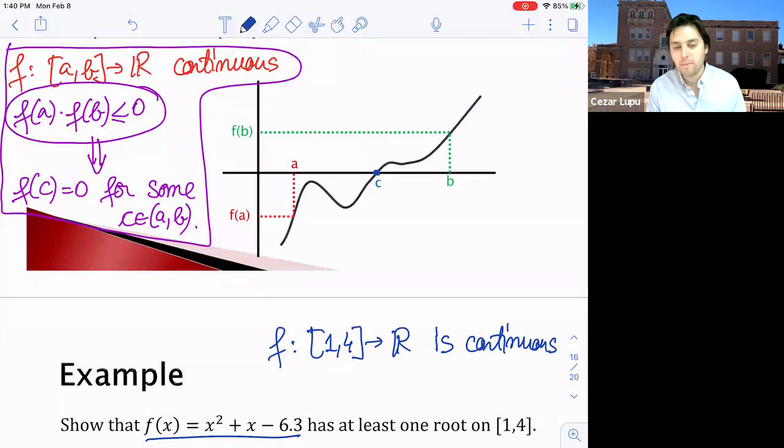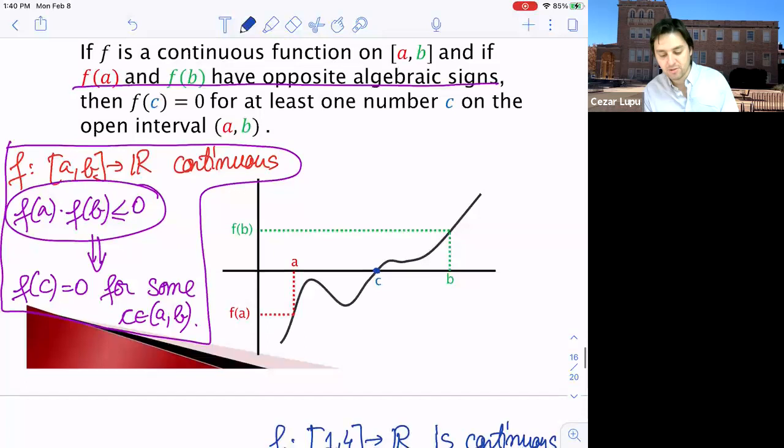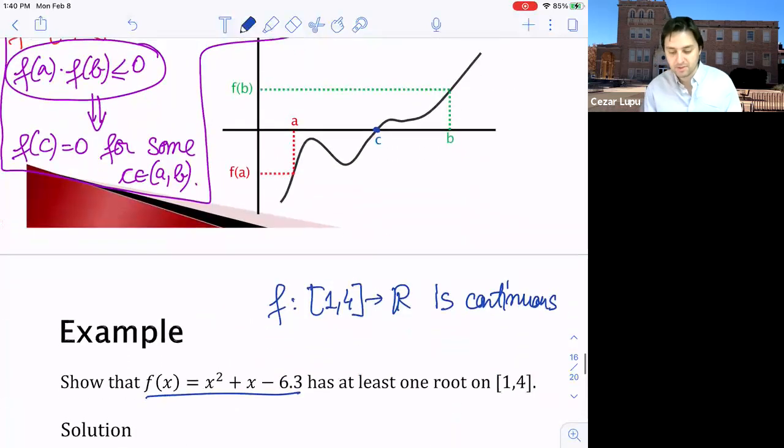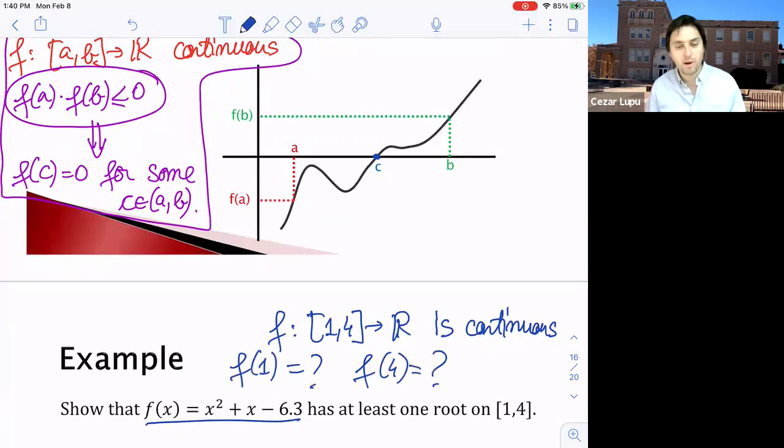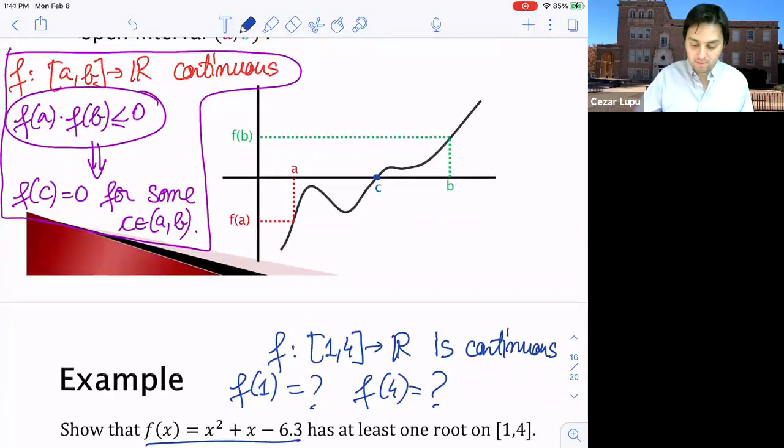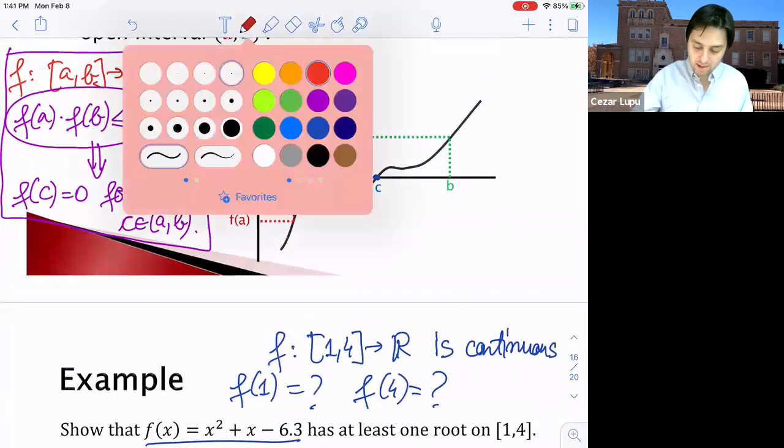That f has opposite signs, right? Look here, f opposite algebraic signs. So in other words, we need to compute f of 1, which is something, and f of 4, which is something else. And if the values of f at 1 and 4 have opposite signs, then I can say that it has at least one root based on what I just said here. Look here.